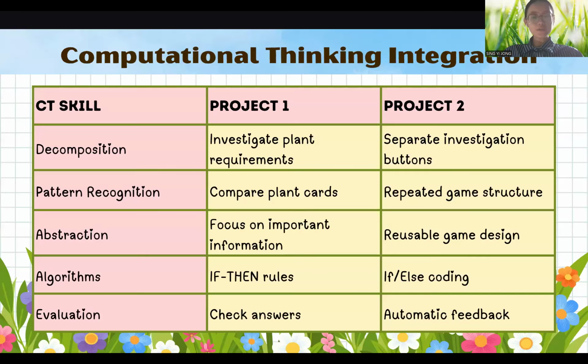To bring all 5 skills together, this table places Project 1 and Project 2 side by side. Decomposition appears as investigating plain requirements on one side and separate investigation buttons on the other. Pattern recognition appears as comparing plain cards matched with a repeated game structure. Abstraction appears as focusing on important information matched with a reusable game design. Algorithms appears as if-then rules matched with if-else coding blocks.